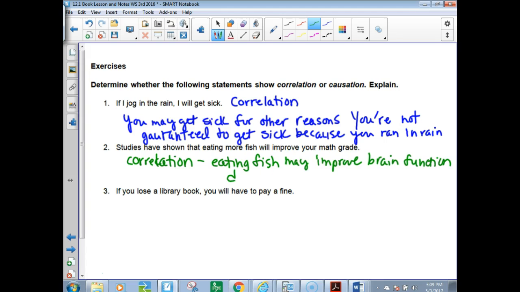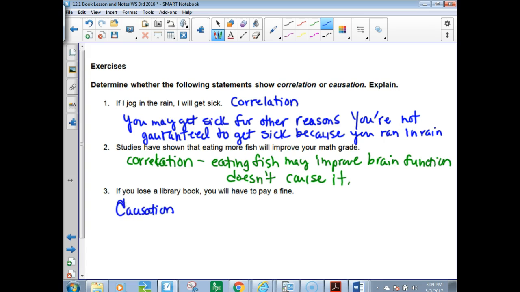Okay, it doesn't cause. Doesn't cause your math grade to improve. If you use a library book, you will have to pay a fine. Thank you very much. That is definitely a causation.